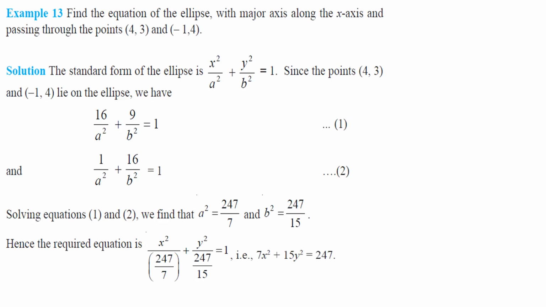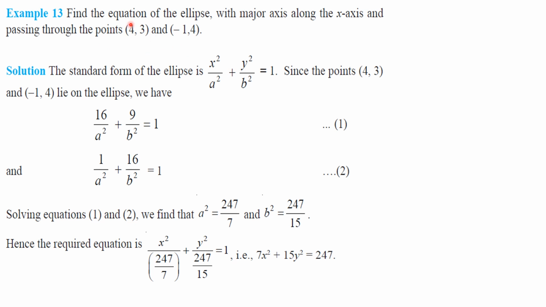Right. Now let us take another example. Find the equation of the ellipse with the major axis along the x-axis and passing through the points (4, 3) and (-1, 4). Okay, my dear children, understood this question? Right.